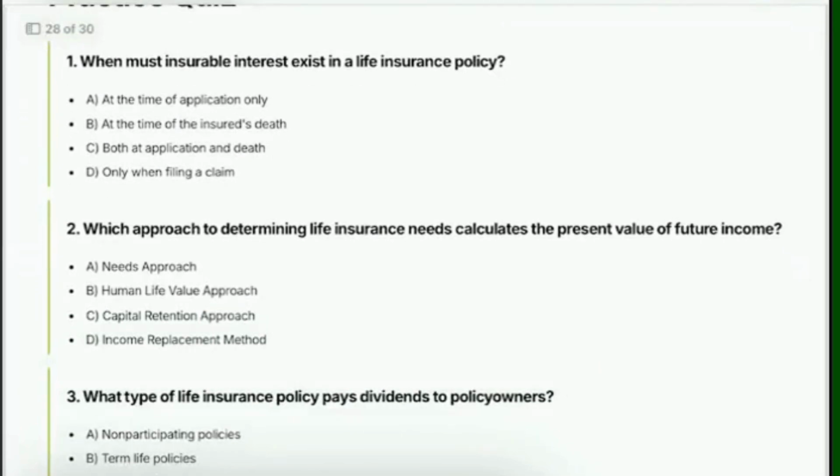When must insurable interest exist in a life insurance policy? At the time of application only, at the time of the insured's death, both at application and death, or only when filing a claim. Number 2, which approach to determining life insurance needs calculates the present value of future income? A, needs approach, B, human life value approach, C, capital retention approach, or D, income replacement method.